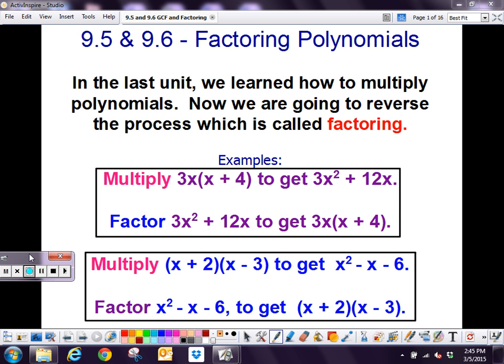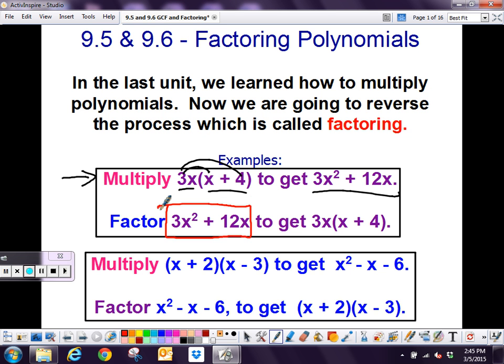So last unit we talked about how to multiply polynomials. If you look at this example right here, if I was given 3x times x plus 4, we in this last unit would have distributed that to get 3x squared plus 12x. Well, what we're going to be doing in this unit is going backwards. We're going to take that 3x squared plus 12x and get it to 3x times x plus 4. So in factoring, you are figuring out what 2 or 3 or 4 things are being multiplied together to get that.